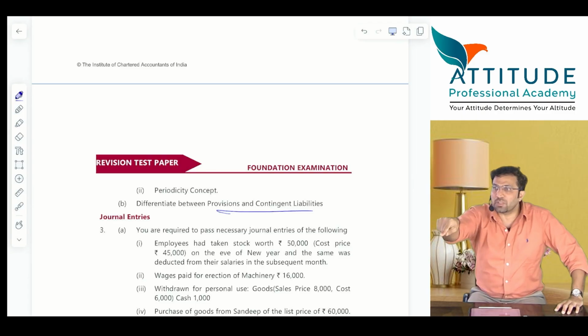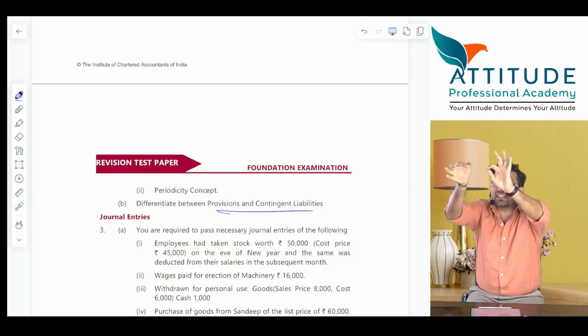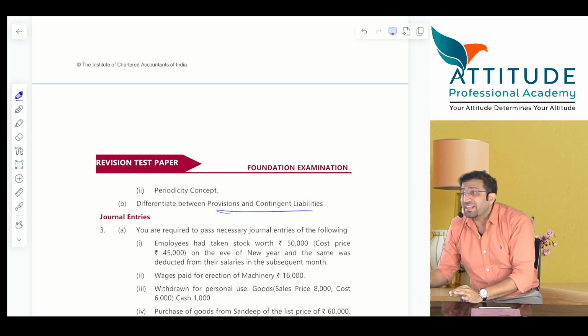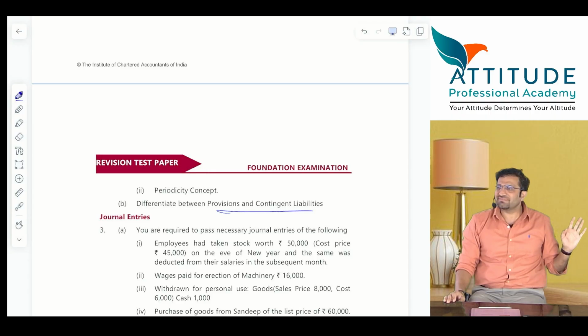Possible. If it is possible, then it cannot be a provision. It is a contingent liability, and a contingent liability will be shown as a footnote to the balance sheet. That's it. Understood? Okay, ask the next question.